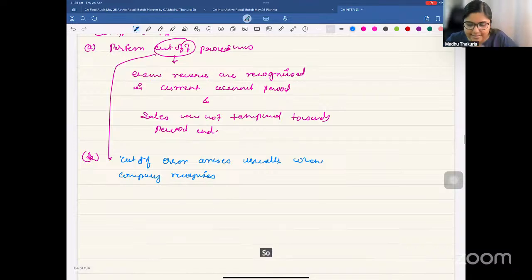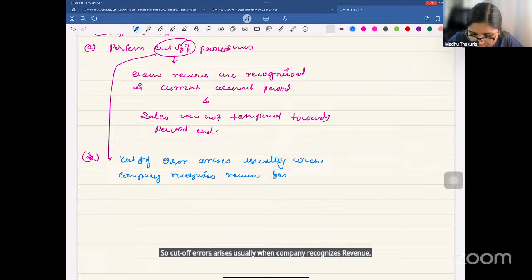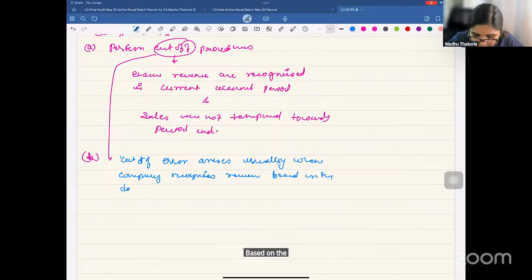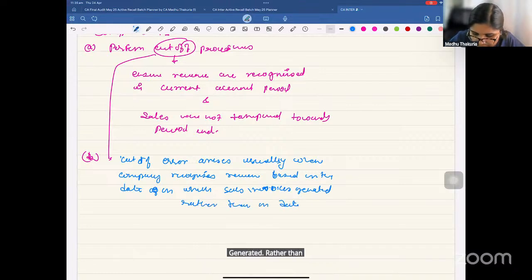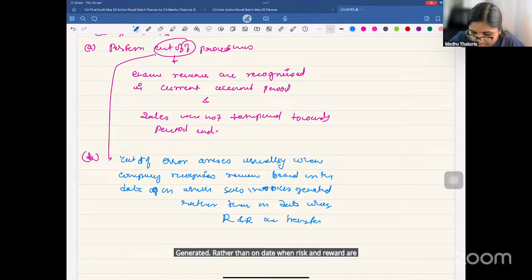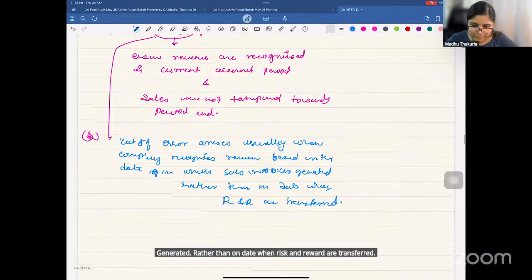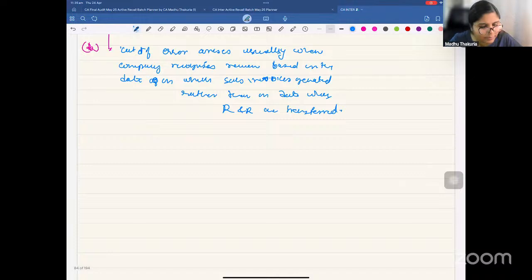So cutoff errors arise usually when company recognizes revenue based on the date on which sales invoices are generated rather than on the date when risk and reward are transferred. So the second point was actually the extension of the first point only.